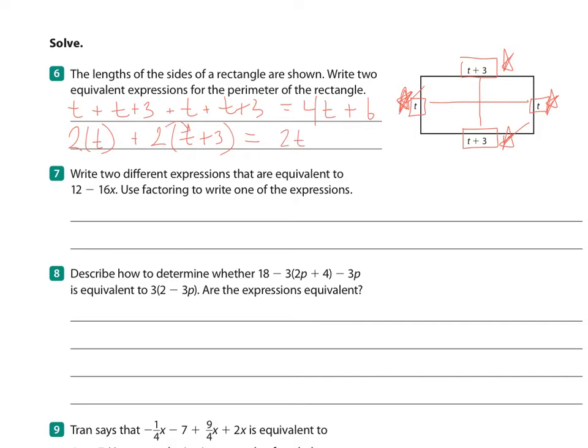Distributive property here, so if we distribute that, that turns into 2t plus 6. And then we could combine those terms together, and we would get 4t, and nothing combines with the 6. Right? And again, here are our two expressions, 4t plus 6. We got them from two different ways.